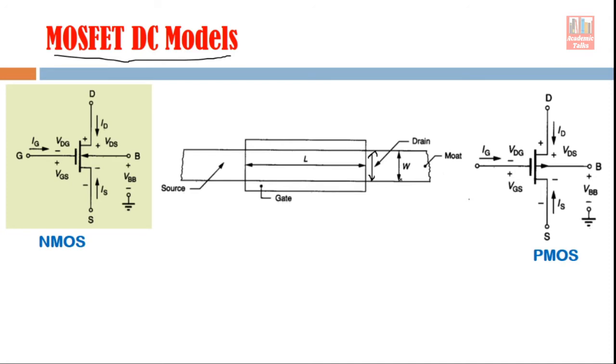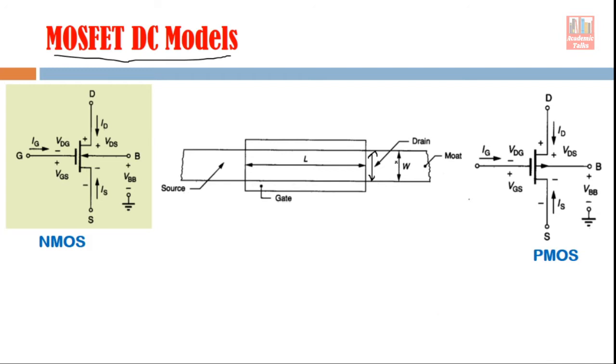These two dimensions, W and L, are frequently used in the current equations of the MOSFET. It means they will appear frequently in the model of the MOSFET. So it is very important to understand where these parameters are coming from. Length is this portion, which is the distance between drain and source, and W is the width of the channel, which is indicated here in the top view of the MOSFET.